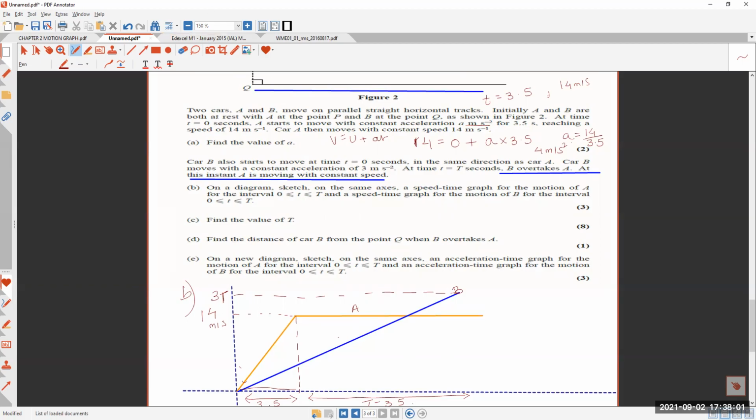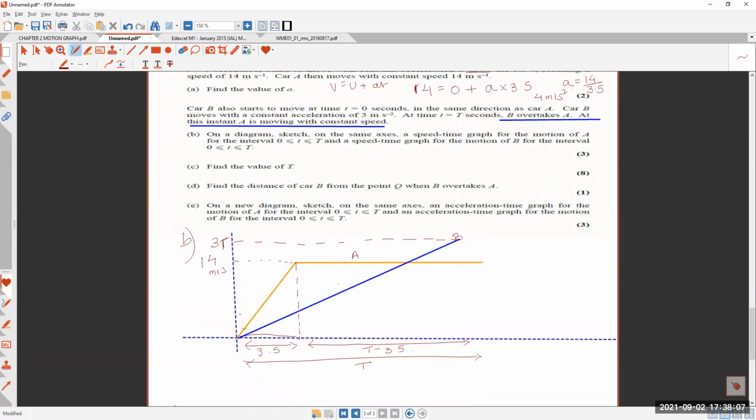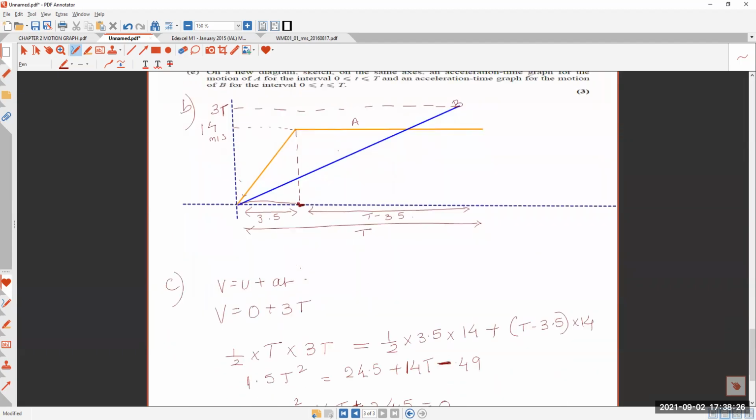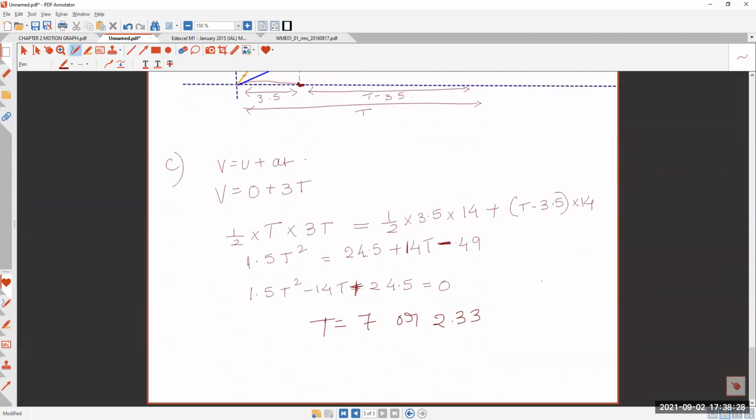Did they give us anything on the sketch? Find the value of t. Your time should be more than 3.5, it cannot be less than 3.5. Because they said the other car was at constant speed, and that is when he is taking over. So when did car A reach constant speed? After 3.5 seconds. So 2.33 will not be the case. The answer is 7.